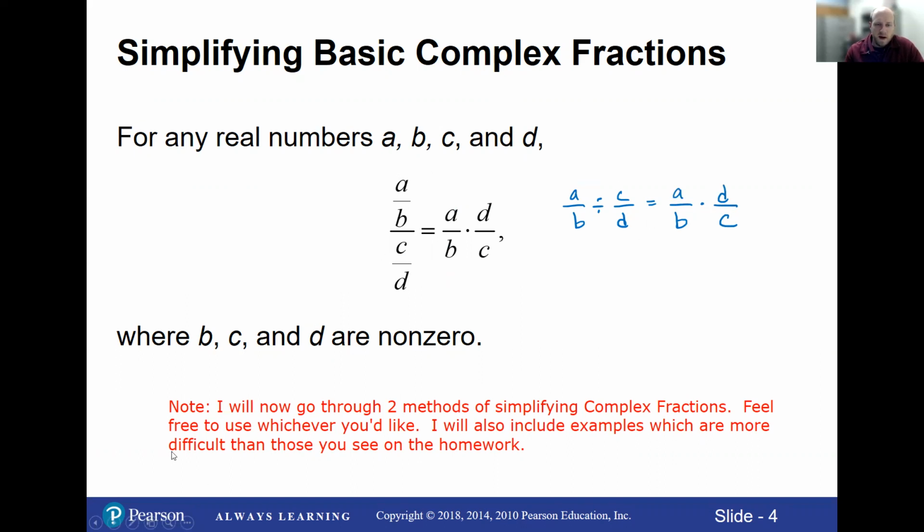Okay, so I am going to go through two methods of simplifying complex fractions, and just feel free to use whichever one that you would like. Okay, and I'll include examples of some of the ones that may be a little bit more difficult in your homework, just so you get more of a holistic view on this, especially if you're going into another math class after this.